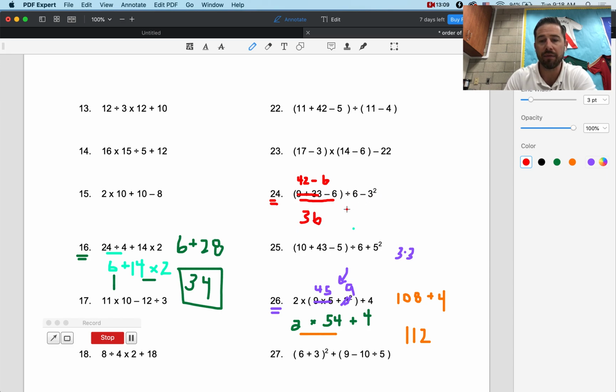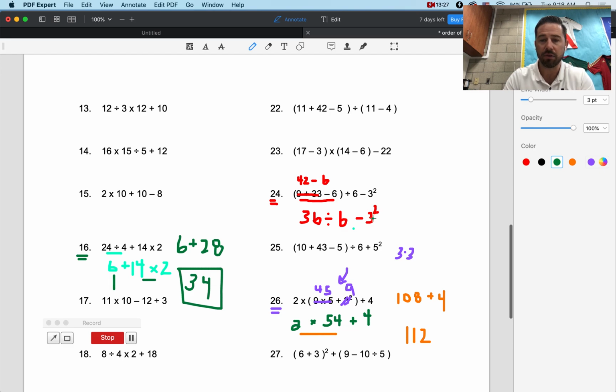Okay, now let's rewrite everything. Let's just rewrite it. Divided by 6 minus 3 squared. And you can't get caught up in the trap of just working left to right because you're going to mess up all the time. So we're done with our parentheses. What do we see next?